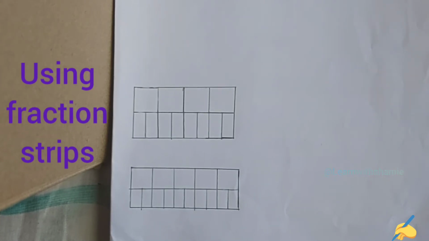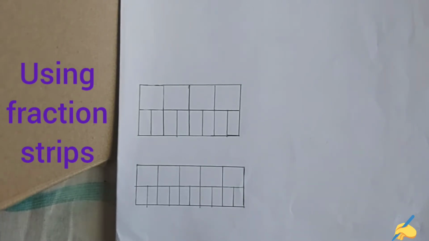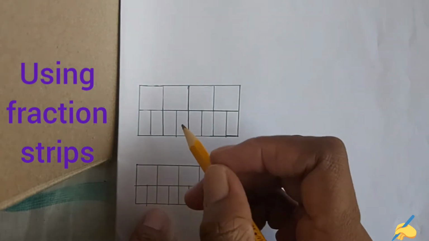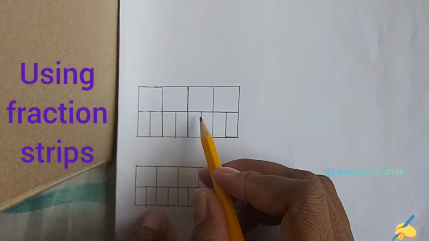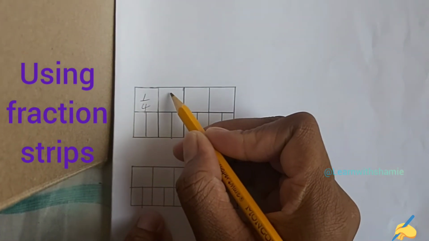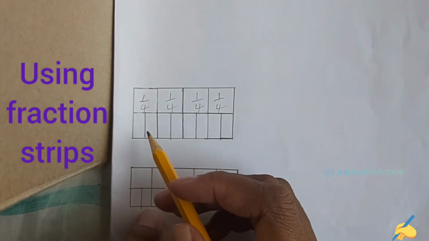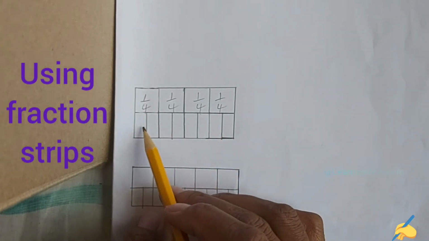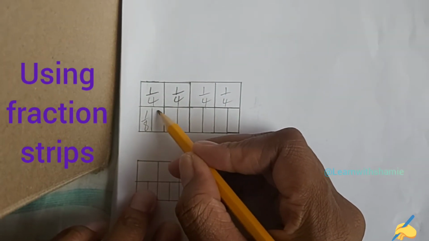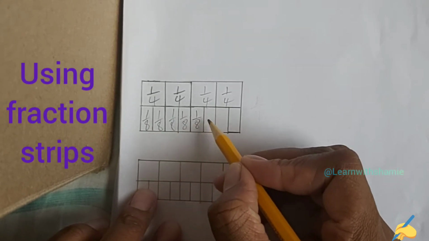We can also use fraction strips to find the equivalent fraction to a fraction. So I'm going to show you how that is done. Here you see I have 2 strips. The first one, the top part, is divided into 4. So that's a quarter, 1 out of 4. Each would represent a quarter. The second half of the strip is divided into 1, 2, 3, 4, 5, 6, 7, 8 pieces. So that's 1/8. Each piece would represent 1 out of 8.